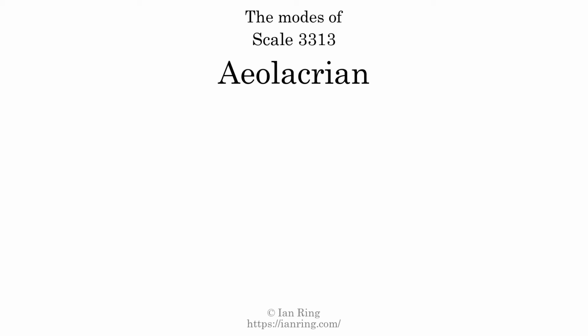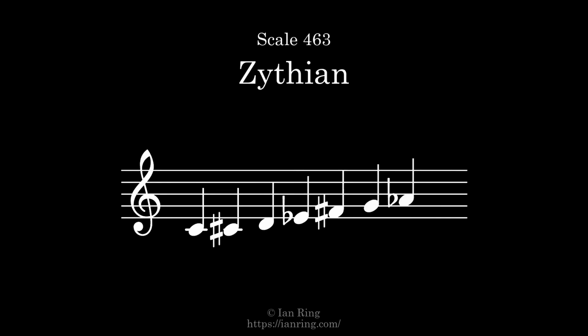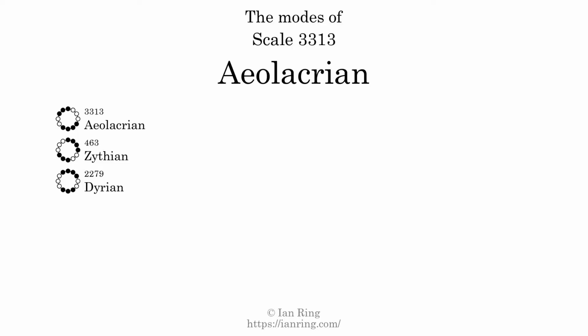This scale has 7 modes. The first mode is itself. The second mode is scale 463, also known as Zithian. It sounds like this. The third mode is scale 2279, also known as Dirian. It sounds like this.